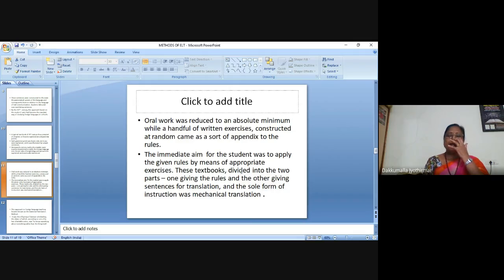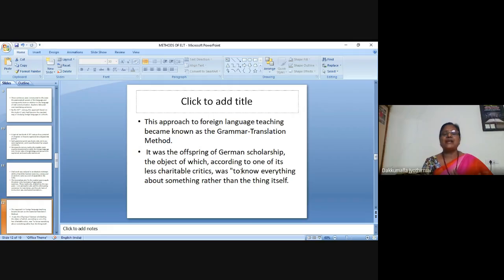situations. Okay, these textbooks were divided into two parts. One part gives the rules, and the other part is for sentences that are prescribed for translation, and the sole form of instruction was mechanical translation. So during this period, instruction was carried out through mechanical translation. Okay, this approach to foreign language teaching became known as the grammar translation method.